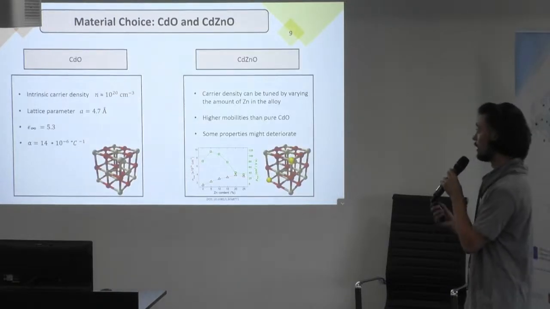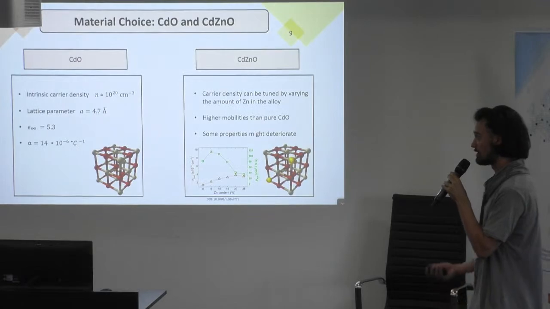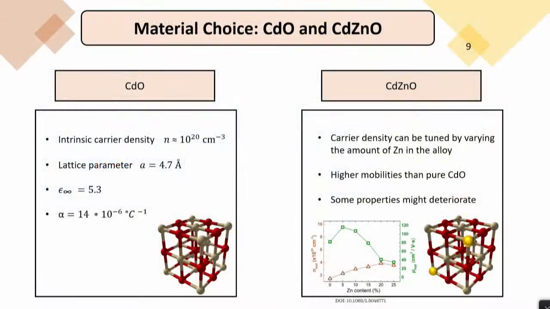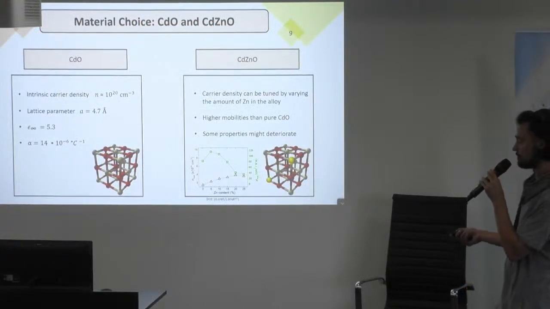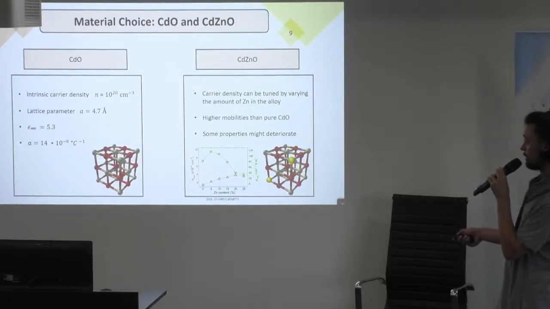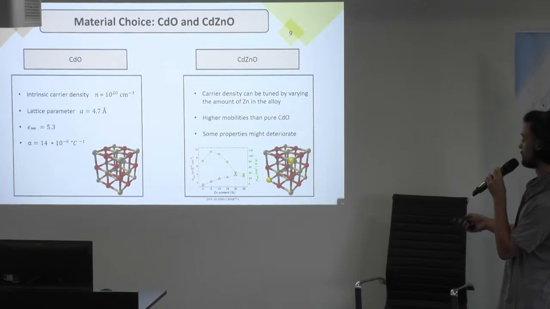So cool. We want to grow a semiconductor, and we have seen that a very good material is cadmium oxide, because it has an intrinsic carrier density of 10^20. These are some properties of the material. The lattice parameter is the distance between atoms. This is the permittivity, which is very good for plasmonics. I won't explain why. And the expansion coefficient, this is not very important.